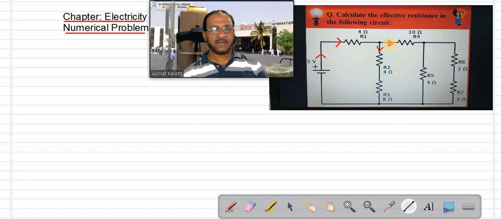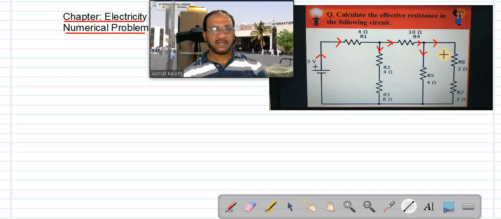So remember, if same current is flowing through resistors, they are in series. If current is branching out, it means they are parallel. And the current when reaches here again will branch out. That current after flowing through R4, here will branch out again. One branch will flow this way and the other will flow this way. So there are different branches here.